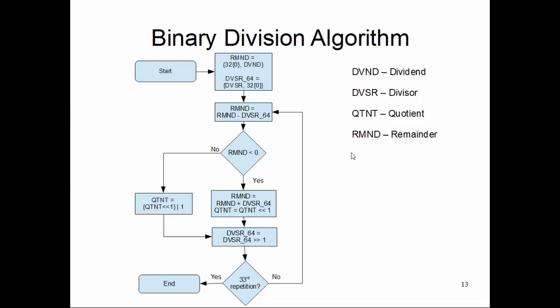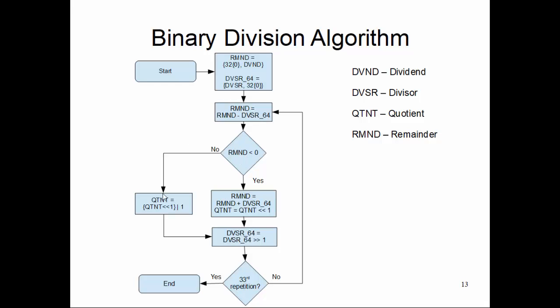Now let's come back to our flowchart or algorithm. What we are going to do is deploy two 64-bit registers, R and D, which are the remainder and the divisor 64, the 64-bit divisor. Then we load the dividend into the lower half of the remainder register and the divisor bit pattern into the upper half of the 64-bit divisor register. Then we subtract the remainder with the divisor 64 bit pattern.